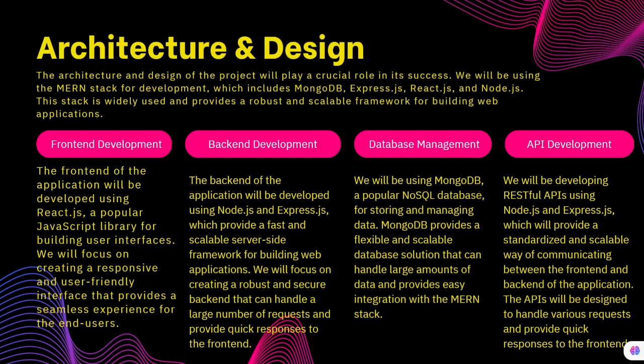Second one is backend development. In backend development, we have used Node.js and Express.js. Express.js is used to provide a fast and scalable server-side framework for building any web application, where Node.js is used for fetching data from the backend and giving it to the front end.